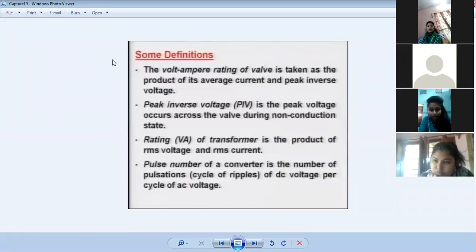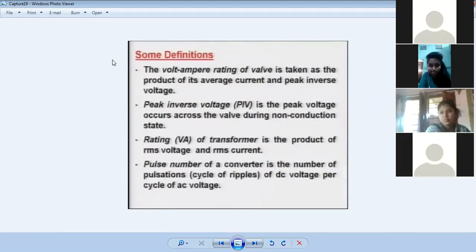Okay. The volt ampere rating of a transformer is the product of RMS voltage and RMS current. Listen carefully, for the transformer we take only the RMS voltage and RMS current.